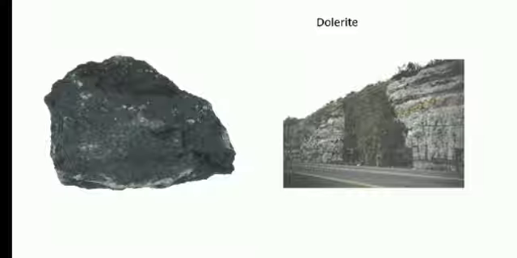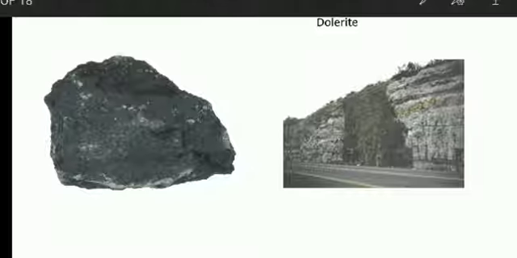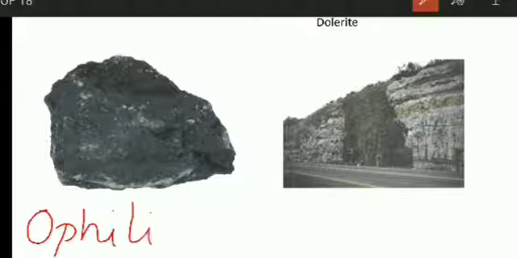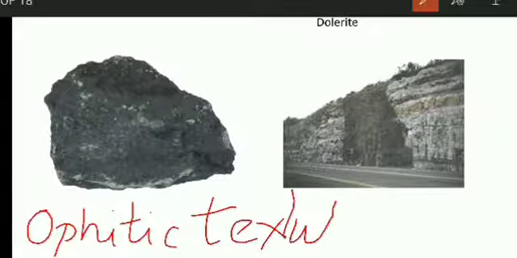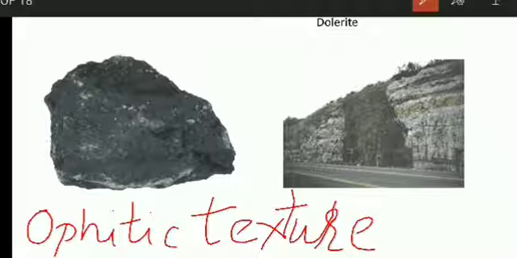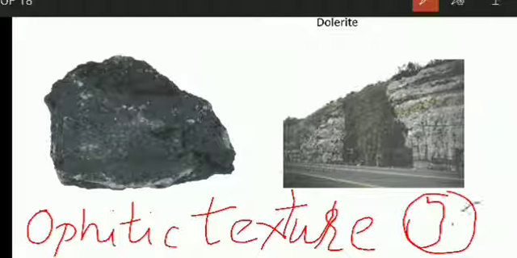It is not seen with the naked eye, so we have to use the word texture. So what is that texture? This dolerite shows ophitic texture. That is one special property of dolerite. Ophitic means, suppose you take a thin section of this, there will be augite. Augite is one mineral. There will be huge crystals of augite, and in that you will find the laths of plagioclase mineral.